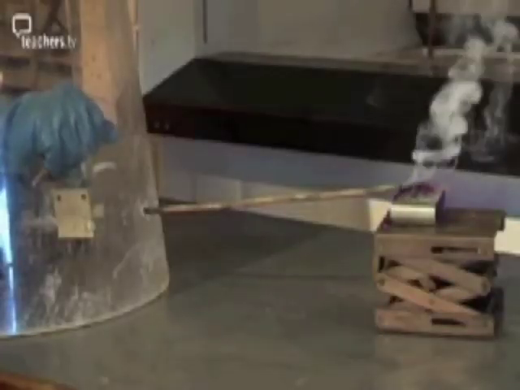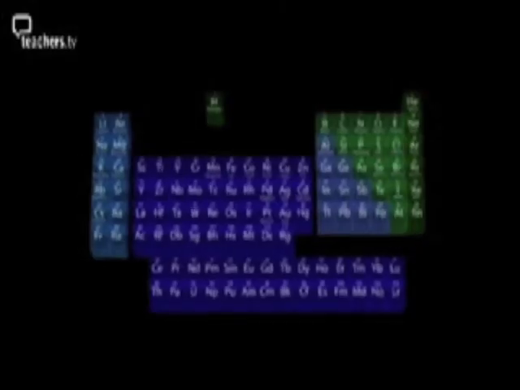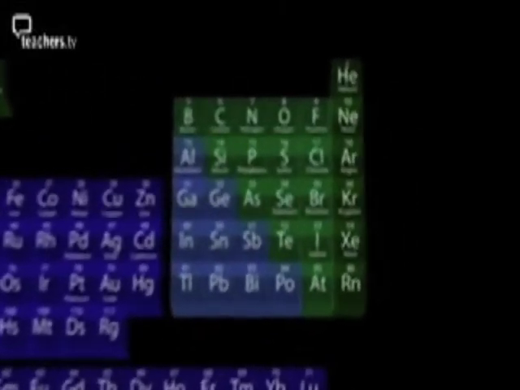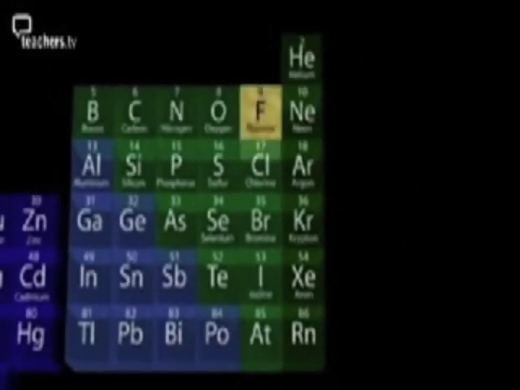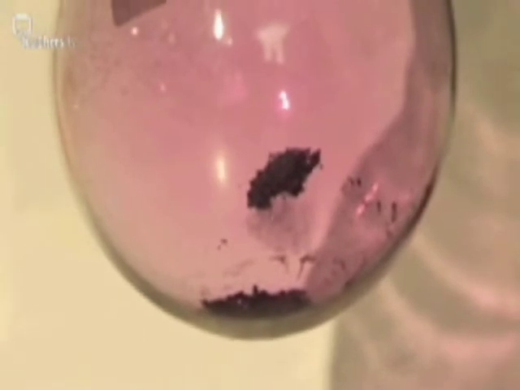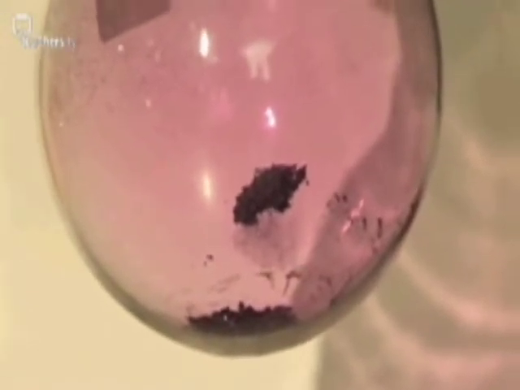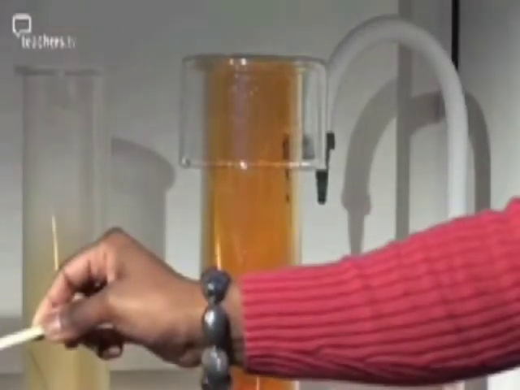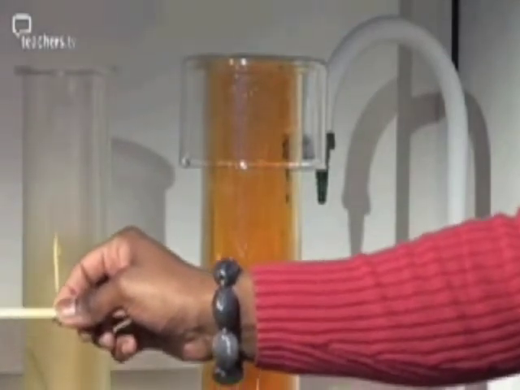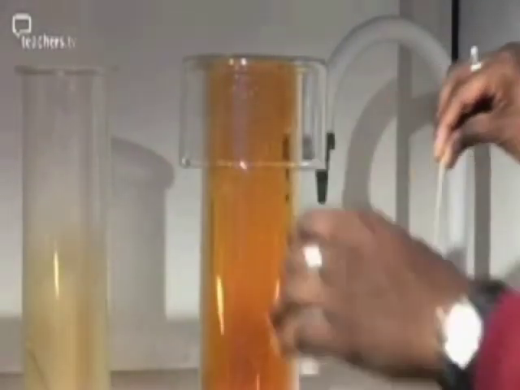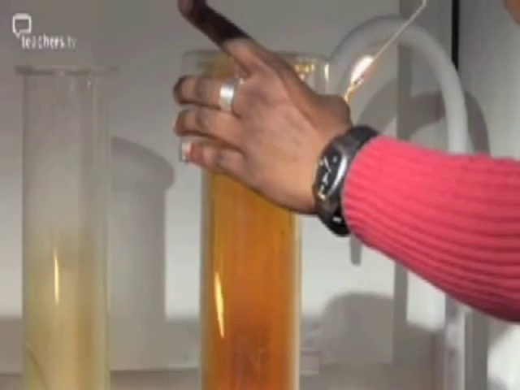So, how does the reactivity of fluorine compare to the other halogens in group 7? A simple way to demonstrate this is to see how the halogens react with hydrogen. Hydrogen and iodine react very slowly, so let's try the next halogen up the group. This gas jar contains an equal measure of hydrogen and bromine. There's no reaction unless you put a lighted splint in the mixture.